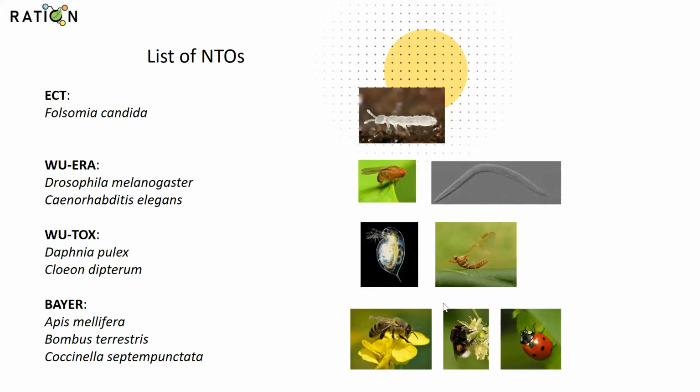So here is the list of the non-target organisms which we are going to work with, because they show homology to our double-strand RNA. Like Folsomia candida, the C. elegans, Daphnia in the aquatic section, and also we have some beneficial insects such as the bee, the Bombus terrestris, and also the ladybird.